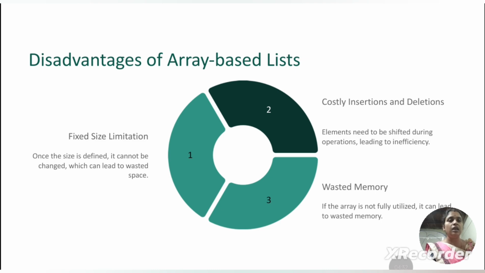If there are 5 elements, and you want to insert an element at the third position, then the remaining 3 elements have to be moved to the next locations. This makes insertion costly, and similarly deletion also. So this makes insertions and deletions very costly in array. The next one is memory wastage. If the array is not fully utilized, it can lead to wastage of memory.